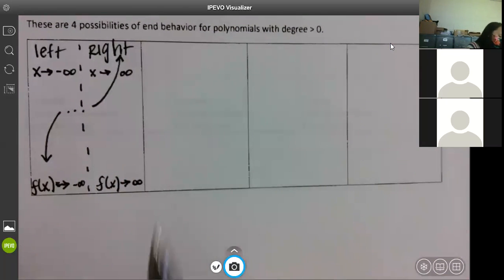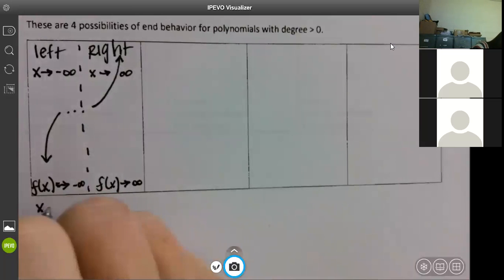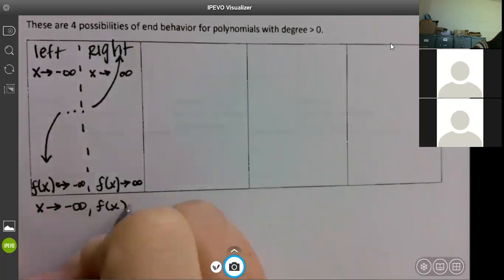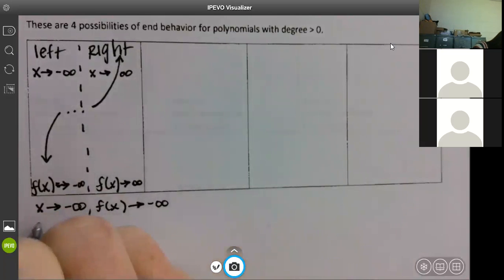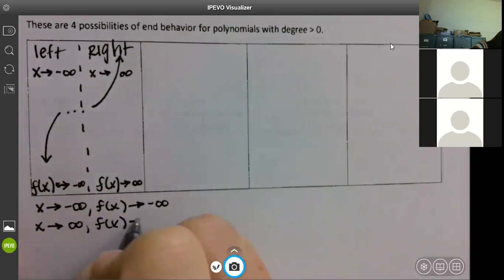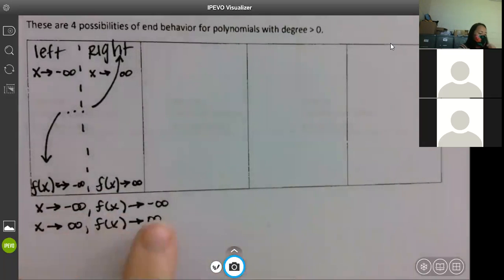So this is actually how it looks. So on the left, it goes to negative infinity. On the right, it goes to positive infinity. Now, when it's multiple choice, it's actually going to be backwards, but we'll talk about that towards the end of what we're doing, okay? I like to do it this way to keep it consistent. Do it left and then right. F of x is the only thing that changes.